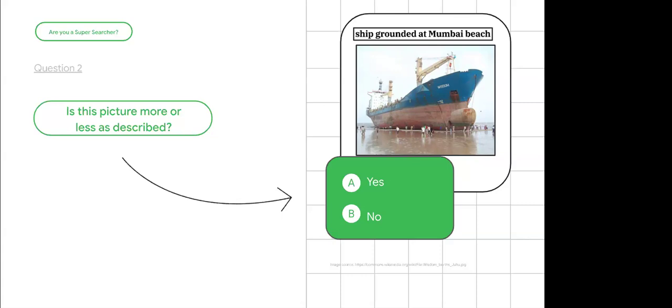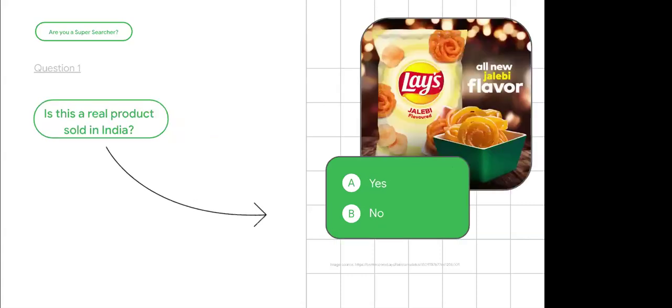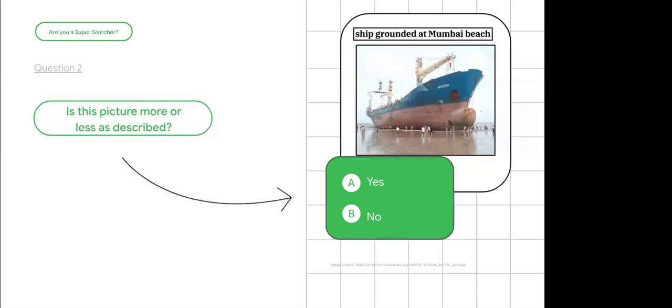Okay, so we had two questions in front of us. One is this Lay's Jalebi, and everyone wrote no, it's not there. The second one was: ship grounded at Mumbai Beach, yes or no? Many people said yes, some people said no. So we are searchers. Till yet we are only searchers. Let us find out how we can become super searchers.